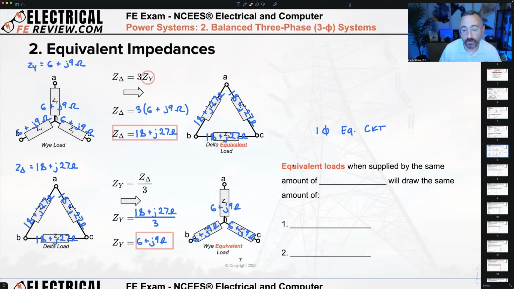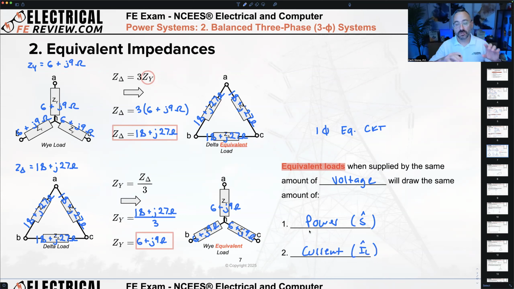So this vocabulary word here is really important. Equivalent loads, equivalent impedances, same thing. When we supply them with the same amount of voltage, they're going to draw the same amount of complex power and complex line current seen by the system. So it's like, if I had a part that was easier to analyze on paper instead of this more complicated delta one, what would the size of that part need to be so that I can swap it out without really changing the system? That's all these equivalent loads, equivalent impedances are. That's it.